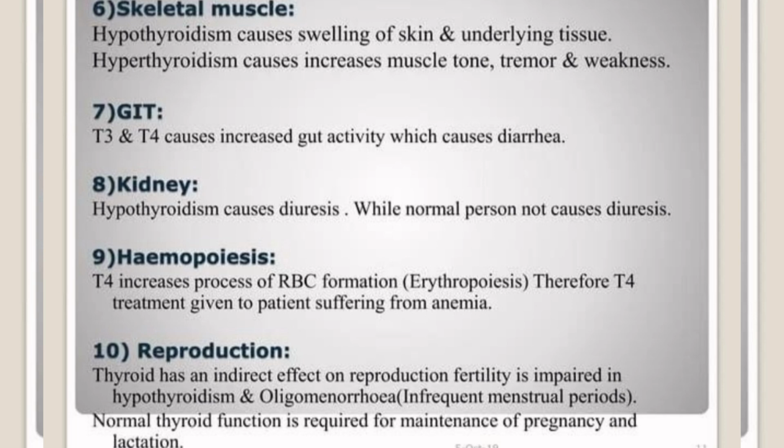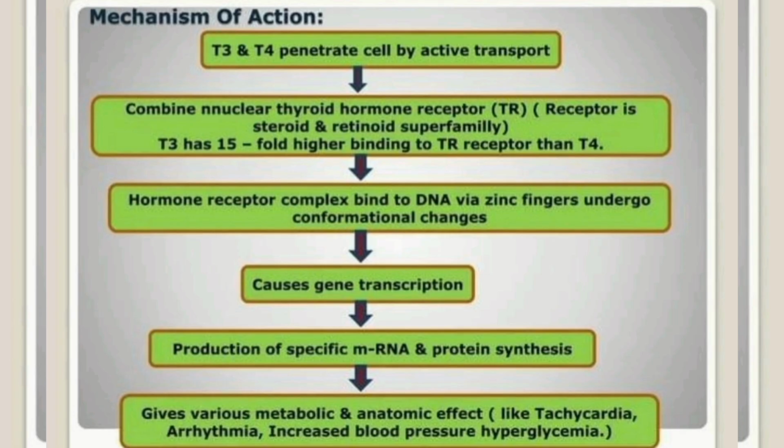Then on reproduction, thyroid has an indirect effect on reproduction. Fertility is impaired in hypothyroidism, and oligomenorrhea, that is infrequent menstrual periods, is there. Normal thyroid function is required for the maintenance of pregnancy and lactation.